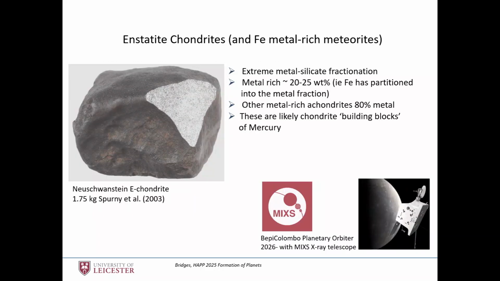And so one of the theories, quick heads up for the Mercury Imaging X-ray Spectrometer, which is on its way via BepiColombo. We'll start mapping in orbit in 2026. Coming from Leicester, I have to mention that, okay? And so we'll be able to test these models. Is Mercury a planetary embryo dominated by this sort of very metal-rich chondrite?